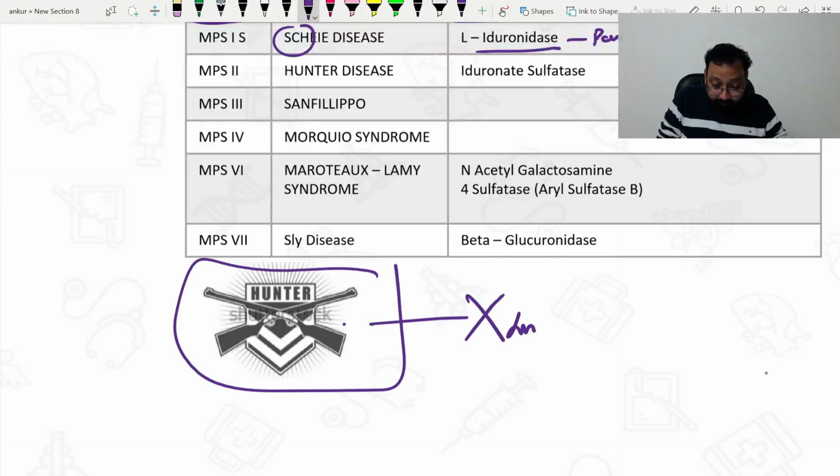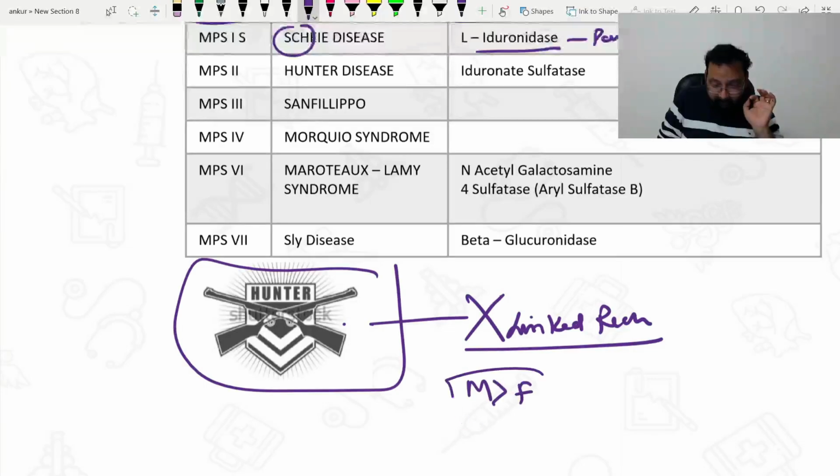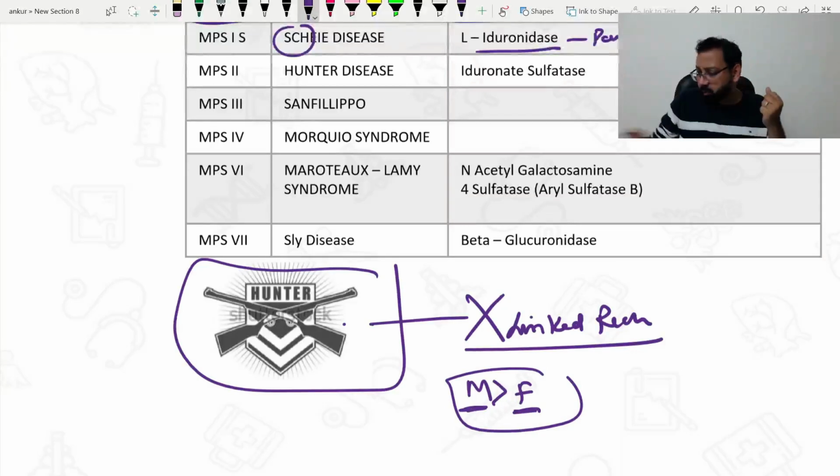X-linked recessive. So if X-linked recessive, it is more common in male than female. Hunters are usually male. You must have heard a song: "Main hoon shikari, kudiye, khali mera vaar na jaaye." Who is the hunter? A boy. More common in male. Although some exceptions are also there, but X-linked recessive, Hunter's disease.